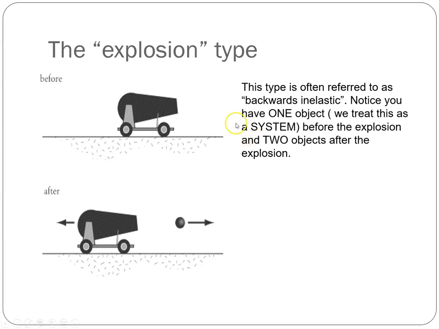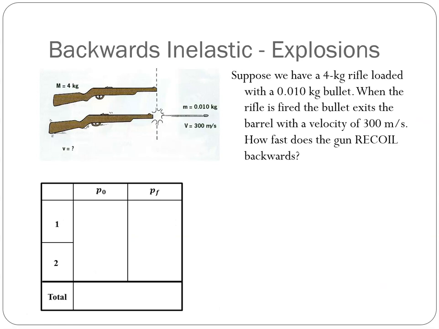To do that, we treat our initial system as a single object, even though it would be the cannon with the cannonball. Even though they are separate, we treat them as if they're together to begin with, and then they're going to move in opposite directions after the explosion happens. So let's find the speed of the recoil of the gun after it's fired the bullet.